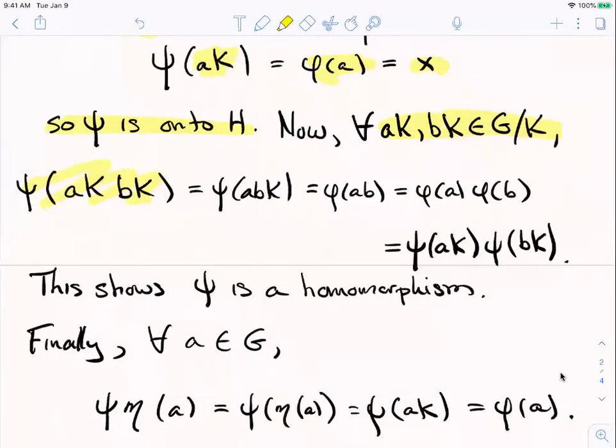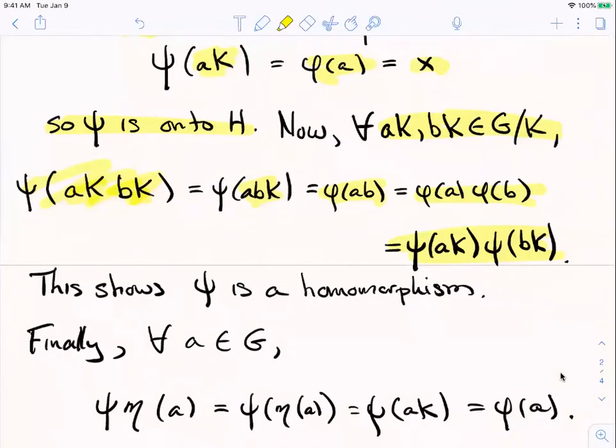I don't know how to take psi of something until it's a single coset, but the coset containing aK and the coset containing bK multiply together to give the coset containing ab. Now that it's in that form, psi of it is phi of ab. But phi is a homomorphism, so that splits apart. Then using the definition of psi again, that's psi of aK times psi of bK. So psi is a homomorphism. I sound like a broken record, but psi is a homomorphism because phi is. Psi is basically just defined in terms of phi. We're just doing it a coset at a time.